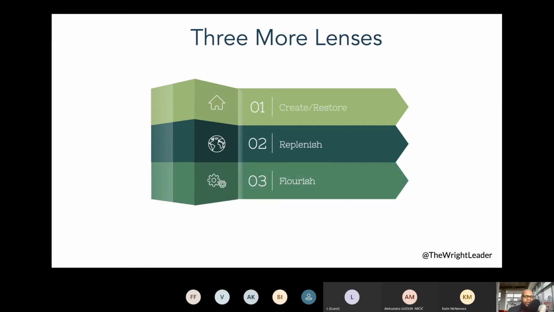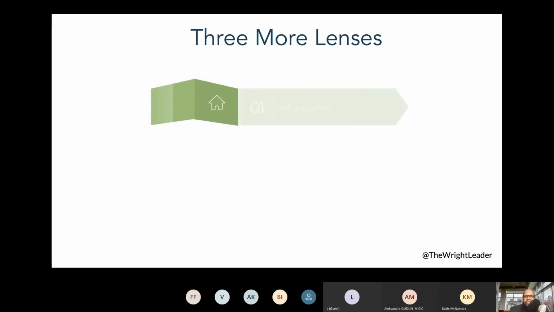So number three is flourish. If we're able to create, we're able to restore, we're able to replenish, well, naturally, the last part is we're able to flourish. And once we're able to flourish, what do we have the opportunity to do? Reach out and help as many other people as possible to go through the three steps, create and restore and replenish, so that ultimately they can live out the third step, which is to flourish in whatever environment they are in, to be able to make the biggest impact that they can make. Impact and adding value, I see both of those as almost synonymous in terms of a working definition. So, three more lenses again.